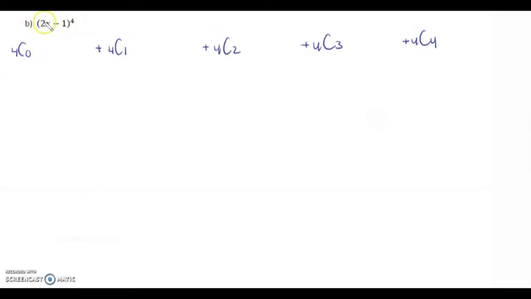Now, let's pattern for the first term. So we have 2x to the exponent 4. Then we have 2x to the exponent 3. You notice I'm bracketing the 2x. 2x to the exponent 2. 2x to the exponent 1. And then 2x to the exponent 0. And again, this goes away and cancels to a 1. So multiplying to 1, we're just going to disregard that.